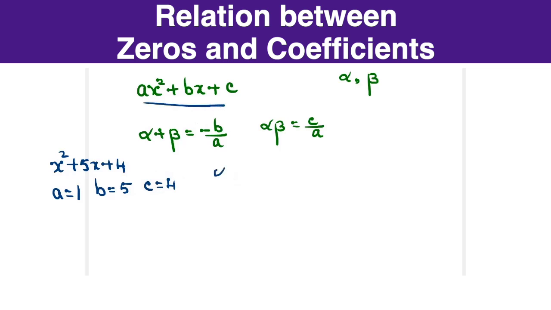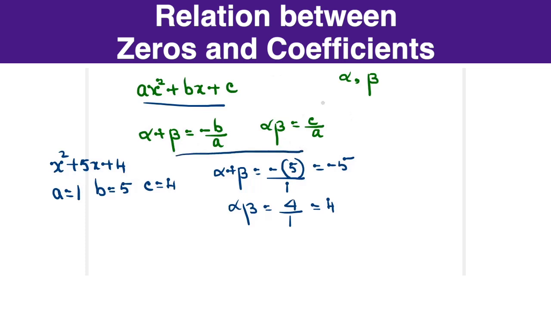Now let's write alpha plus beta. So alpha plus beta is minus 5 divided by 1, because minus b by a, so this is equal to minus 5. Alpha beta is c by a, so c's value is 4 divided by 1, so it is 4. So in this case, you compare the quadratic equation to the standard form, generate the values of a, b and c and then simply substitute in this formula. Now let's take another example to understand once more.